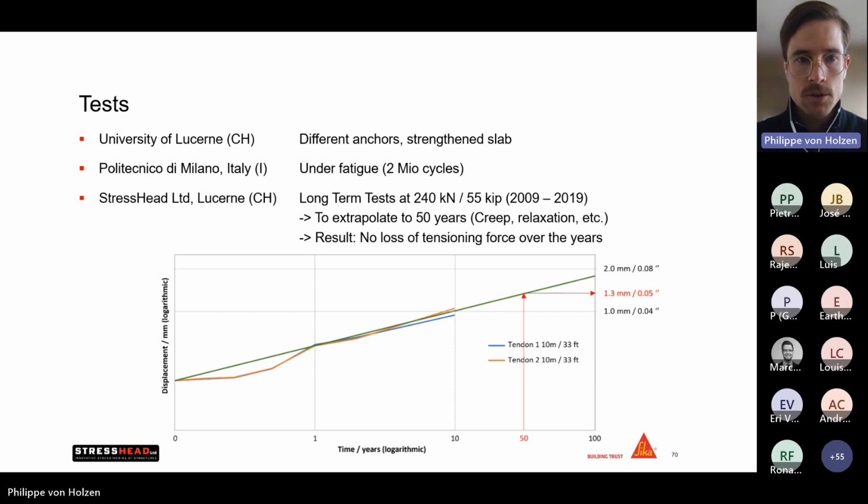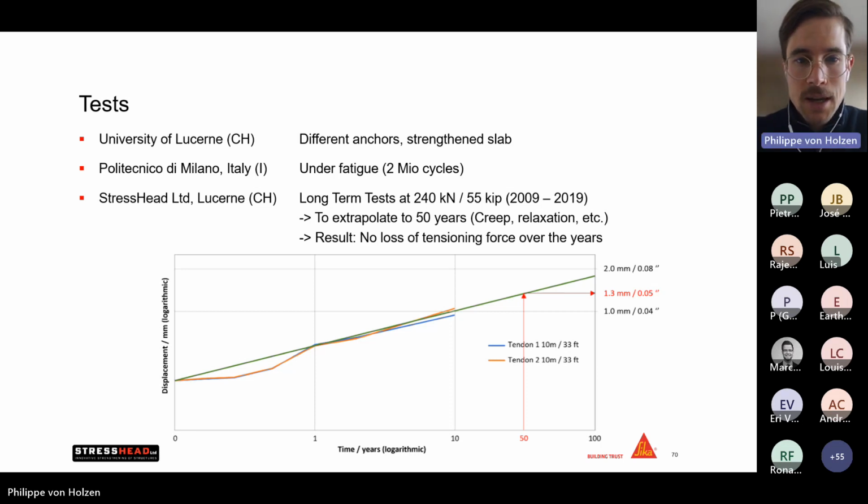So as you can see, we started here in 2009. Of course, there is a little bit more movement in the first year, where more movement is visible, because the next step here covers the next 9 years. Now we made the evaluation after 10 years and extrapolated the behavior to the next 50 or even 100 years.